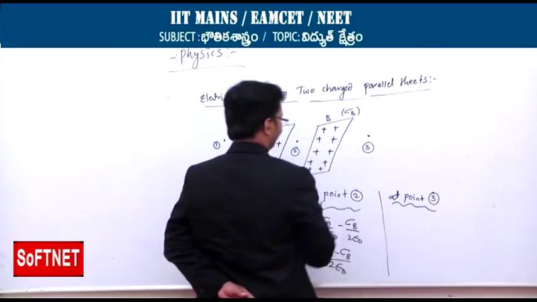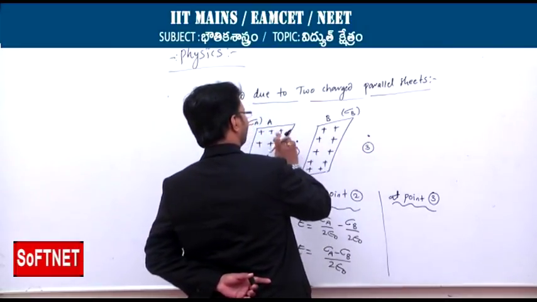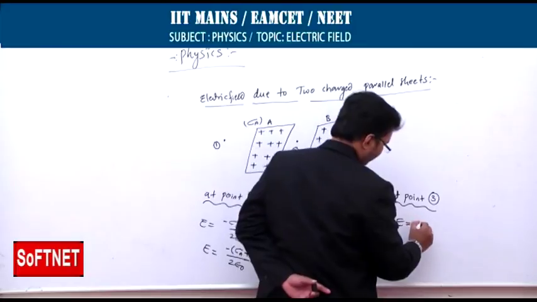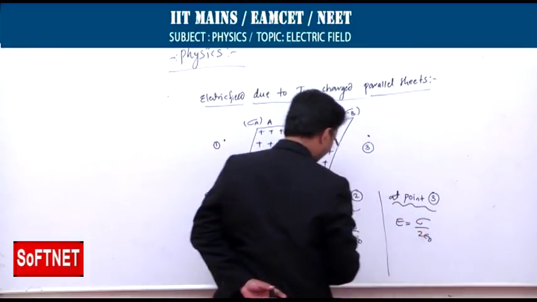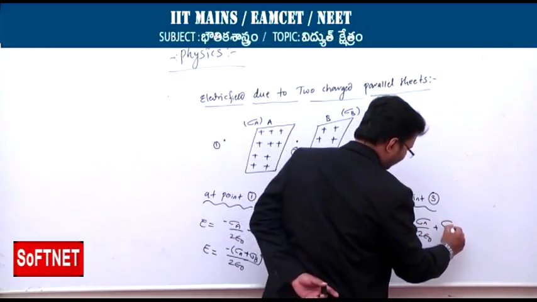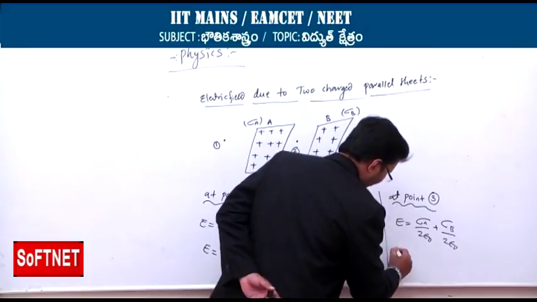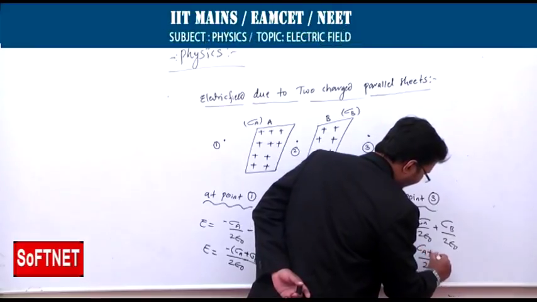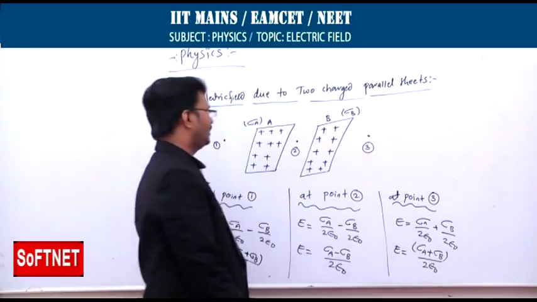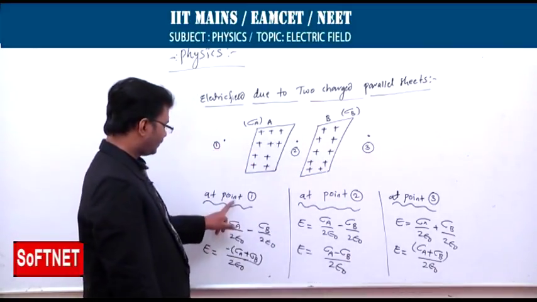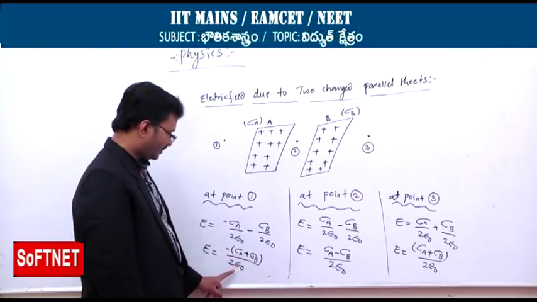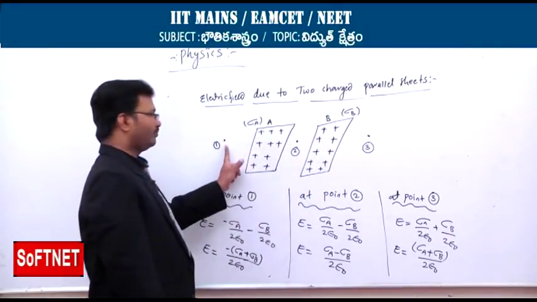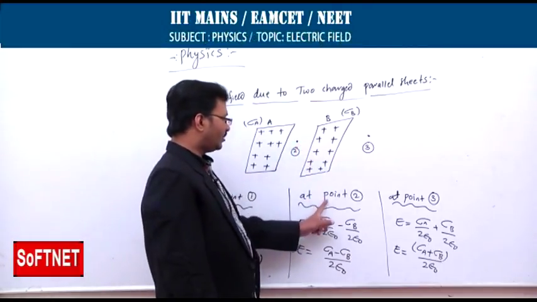Next, at point 3, this point is on the right side of sheet B as well as the right side of sheet A. So, E can be written as sigma A by 2 epsilon naught plus sigma B by 2 epsilon naught. Now, E is equal to sigma A plus sigma B by 2 epsilon naught. Observe here, at point 1 the electric field E is equal to minus of sigma A plus sigma B by 2 epsilon naught, because this point is on the left side of sheet A and the left side of sheet B.